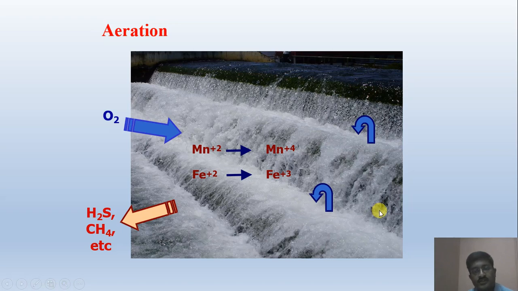Now the aeration process, especially to mix the water and remove the H2S, CH4, etc. So this is a stepped irrigation. The water is exposed to the atmosphere, and because of this mixing process, this step process, the oxygen gets mixed and the unwanted gases are released from that.